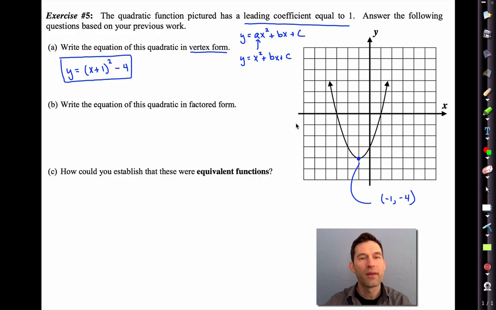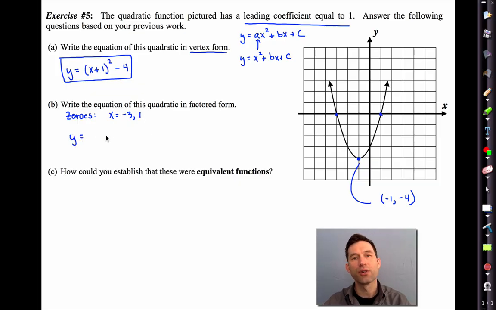Okay. Now it says write it in factored form. Well, this is kind of cool, right? Here we're going to work our way backwards. Notice that we have zeros at x equals negative 3 and at x equals positive 1.